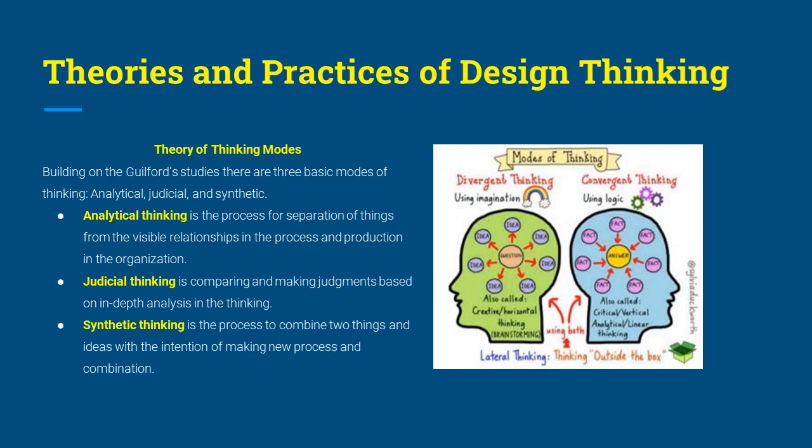Then there is judicial thinking, a process where you take judgments based on your biases and thinking. For example, this is not good for Indians. So that is a kind of judgment that you take. And synthetic thinking is where you combine analytical thinking and judicial thinking. Similarly, there is something called divergent thinking. That means you have an idea, you go to different fields and try to find a solution. And convergent thinking is where you come from different disciplines and arrive at one particular solution.